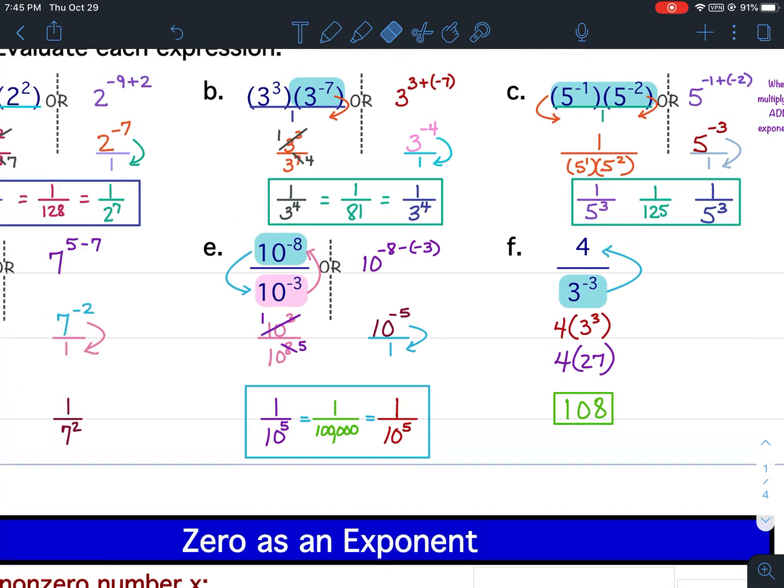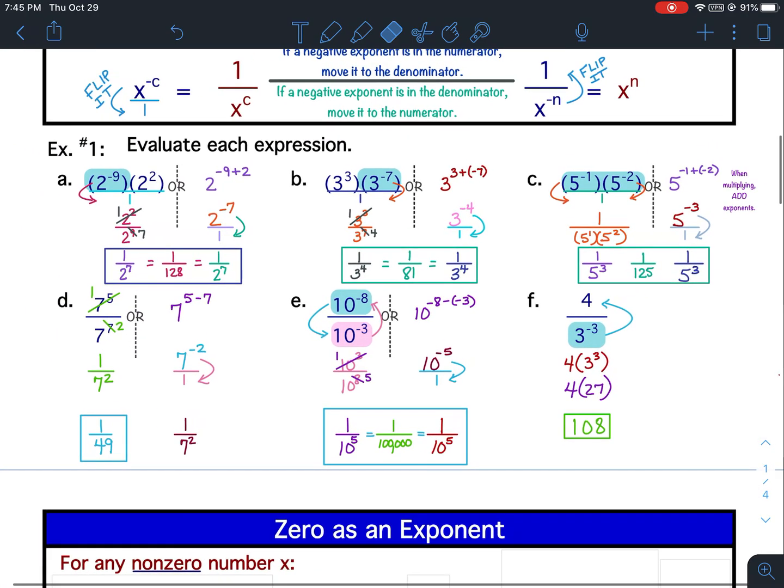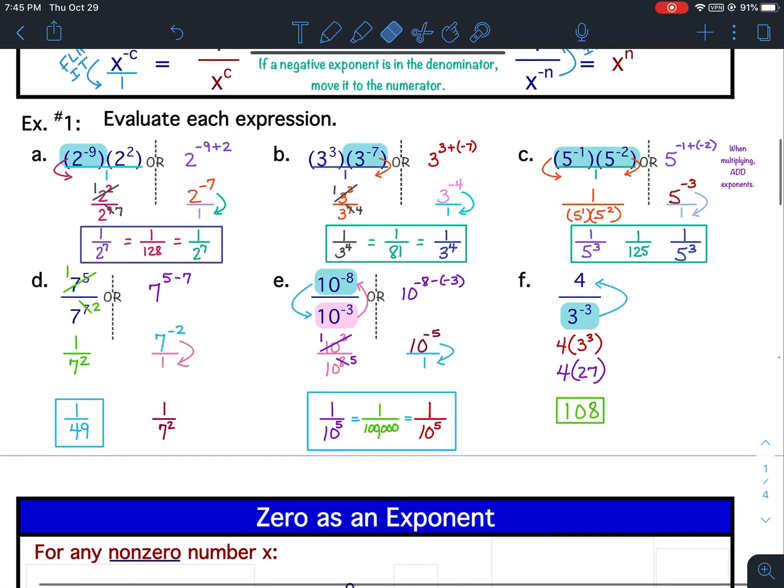And that is it for example number 1. If you have any questions on example number 1, please let me know. I know these are not easy problems. If you're confused or have any questions, please do not hesitate to ask.